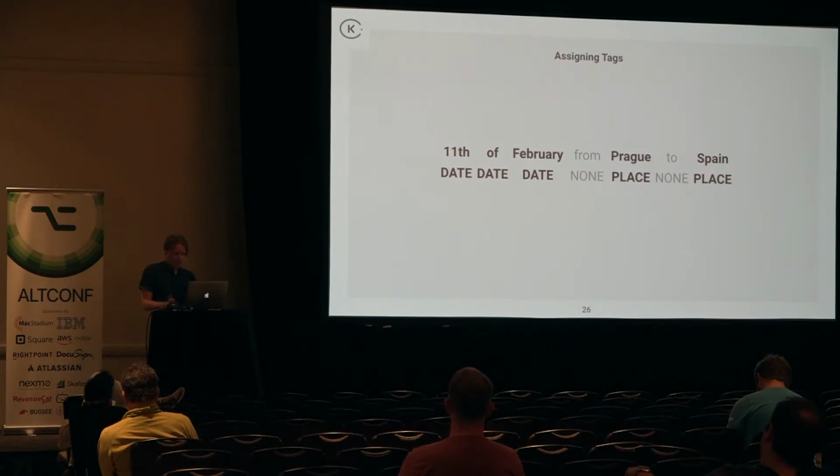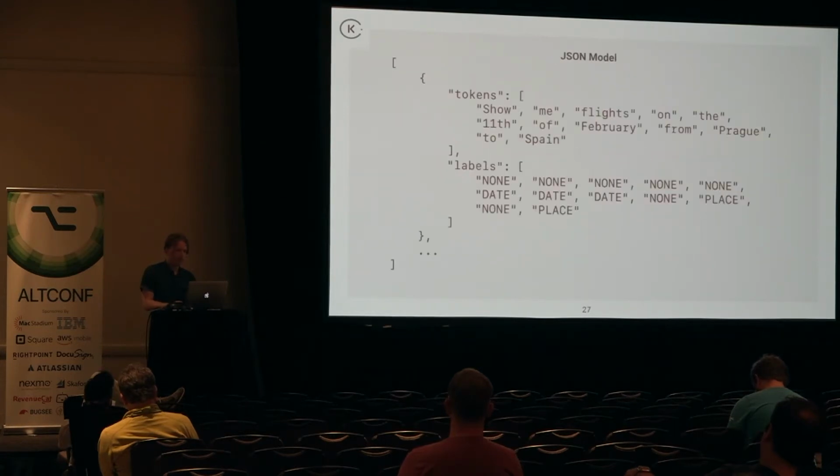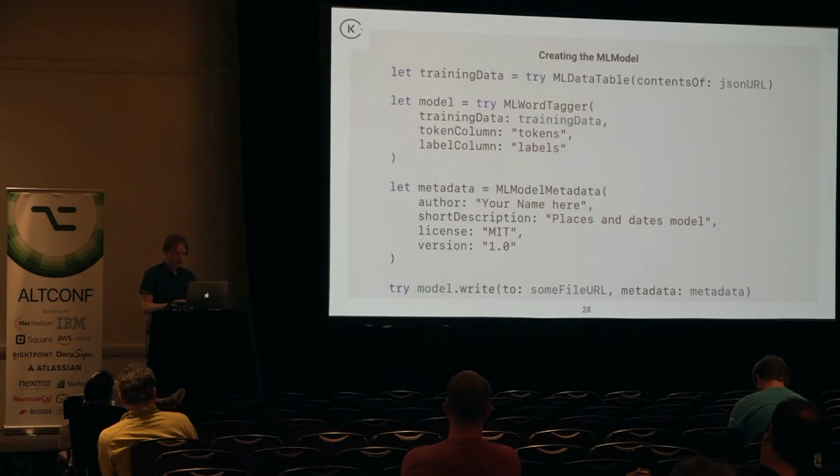We need to somehow get this into code. So the way we do that, at least in this instance, is using JSON. And so we create an array with objects. Each of the objects has tokens and labels as arrays, and they are exactly what you saw on the previous slide. Tokens represent the actual words, and labels are the tags. Once we have that for all of the sentences, we can actually create a model.